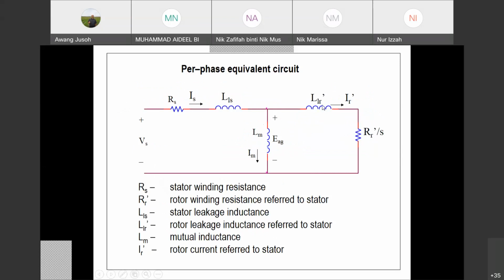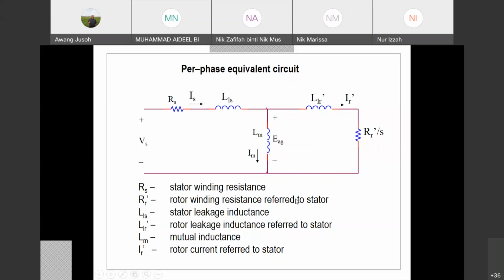So EAG equals this drop, plus this drop. This circuit we call the IEEE per phase equivalent circuit, which represents the per phase of the three-phase induction machine, the induction motor.